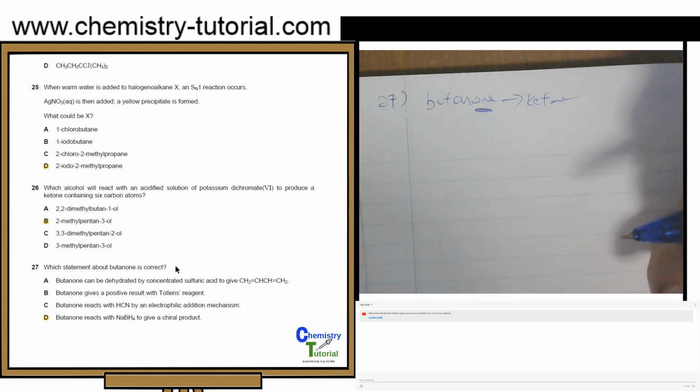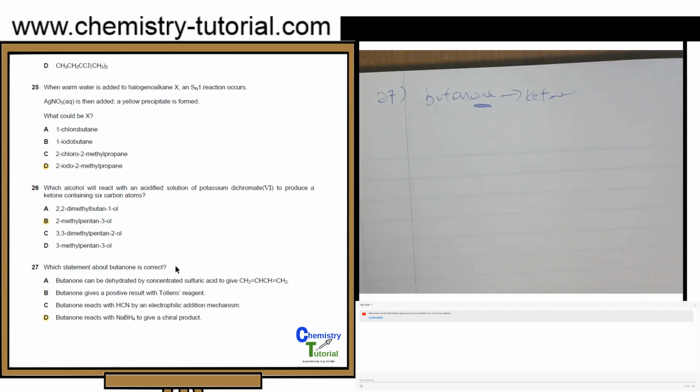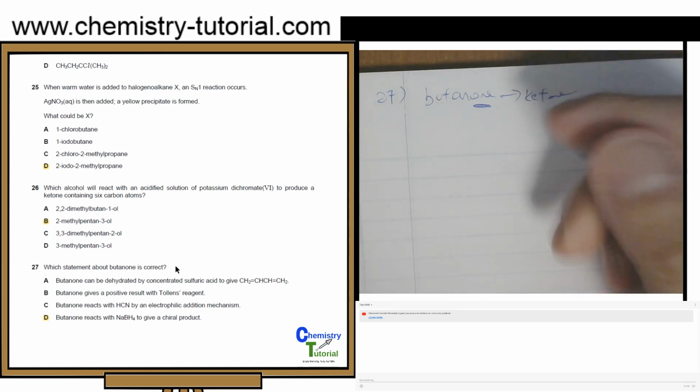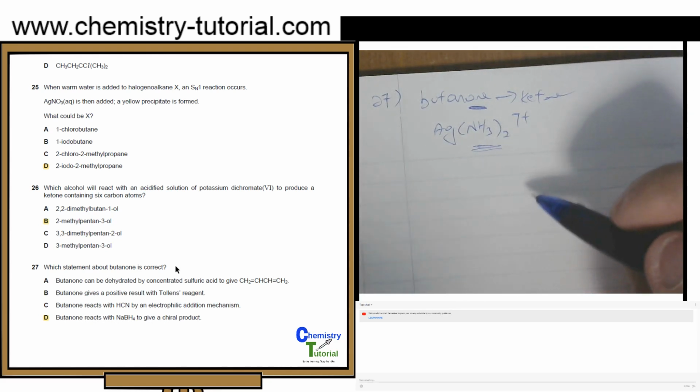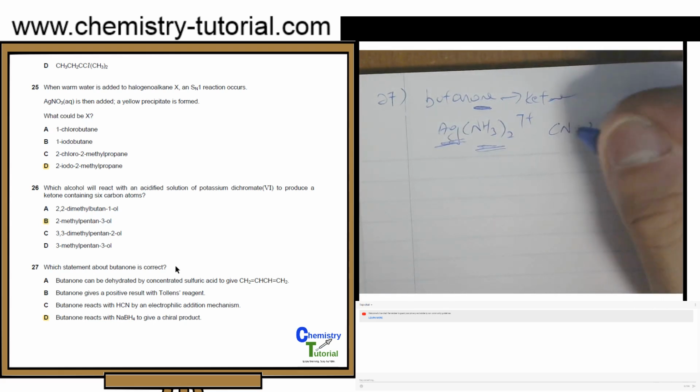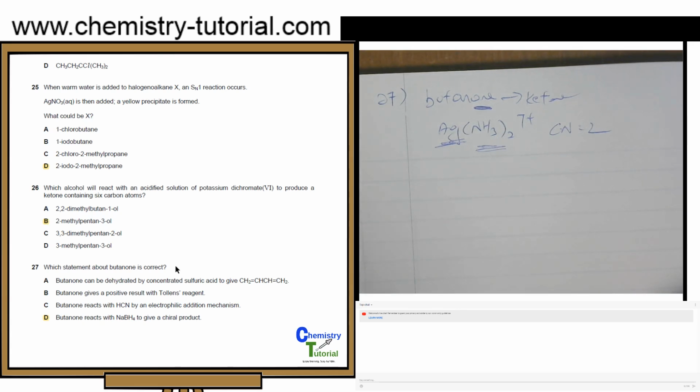So which statement about butanone is correct? Option A: it can be dehydrated by concentrated sulfuric acid. That's not possible. For you to dehydrate using concentrated sulfuric acid, it must be an alcohol. So I can use excess concentrated sulfuric acid at 170 degrees Celsius. But butanone is a ketone, it's not an alcohol, so option A is out. Option B is also out because Tollens reagent is a test for aldehydes. Now the chemical formula for Tollens reagent is actually diamminesilver, which looks something like this. You have 2 ammonia ligands to 1 Ag+, so the coordination number is actually 2. So option B is out because it will give a negative test with Tollens reagent, but it can give a positive test with Brady's reagent, which is otherwise commonly known as 2,4-dinitrophenylhydrazine, 2,4-DNPH.